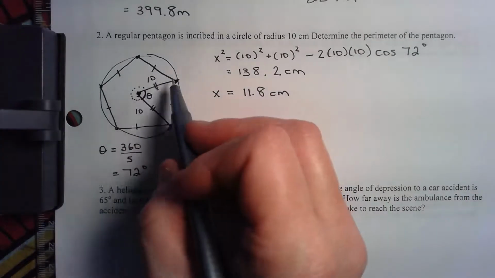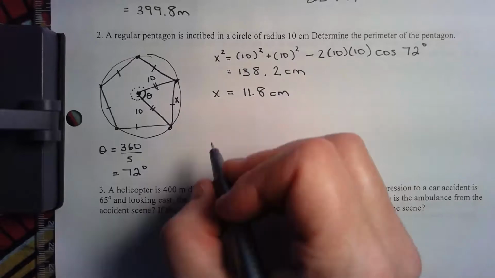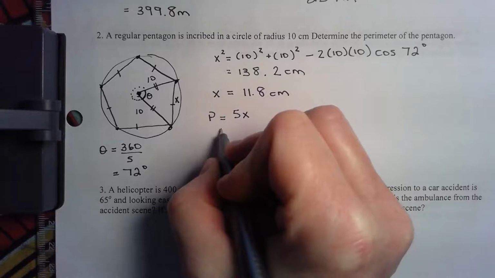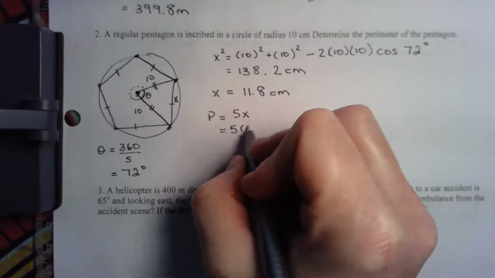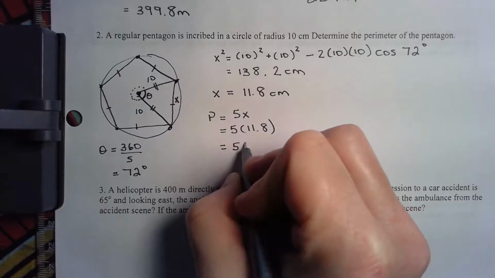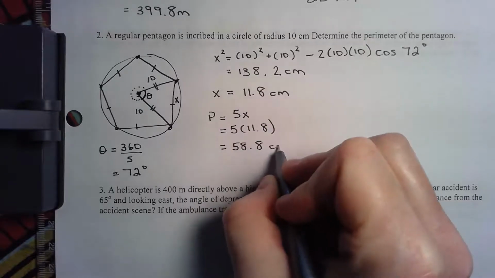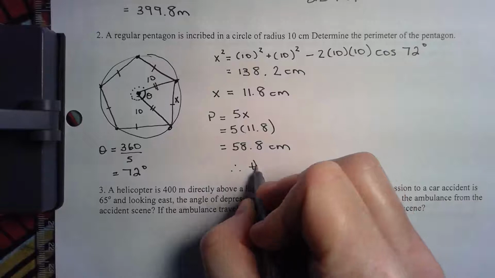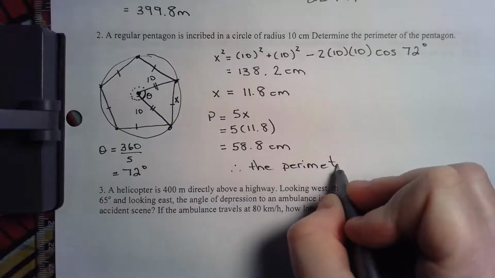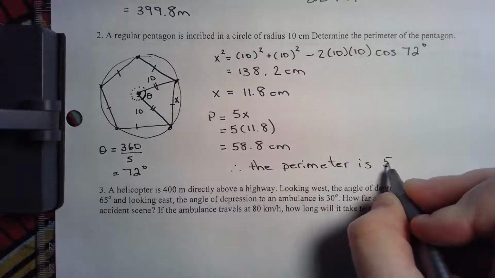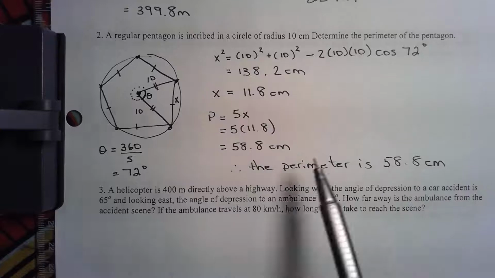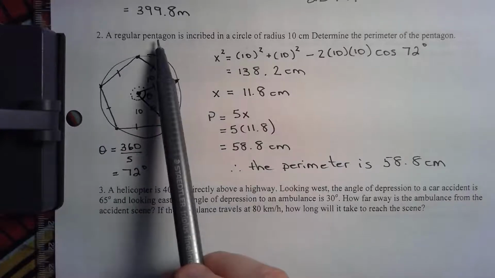So the perimeter then is 1, 2, 3, 4, 5 of these x's. So the perimeter is equal to 5x, which is equal to 5 times 11.8, which is equal to 58.8 centimeters. So therefore, the perimeter is 58.8 centimeters.